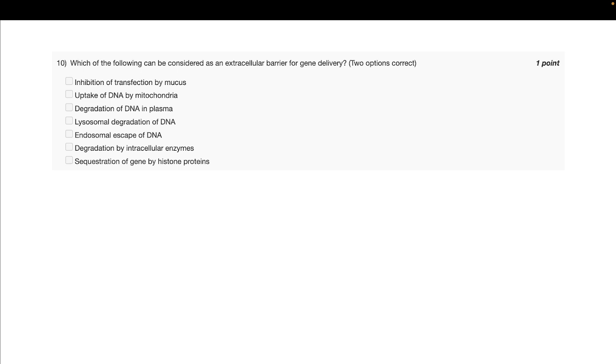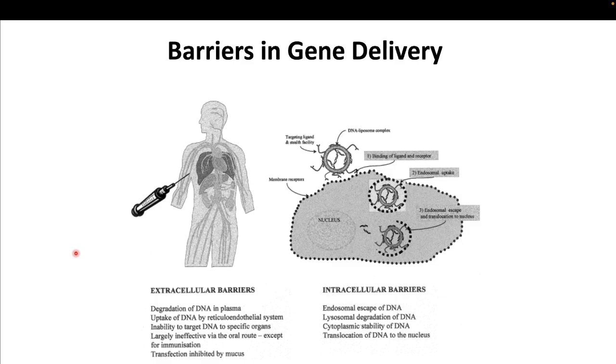I guess nobody else is responding. So let's look at the correct answer. Yeah, you were correct. The correct answer is option 1 and 3. These are considered as the extracellular barrier. For more clarification, let's just go through the slide. As I said, there are various barriers in delivering gene to the cells. Extracellular barriers are considered as degradation of DNA in plasma itself.